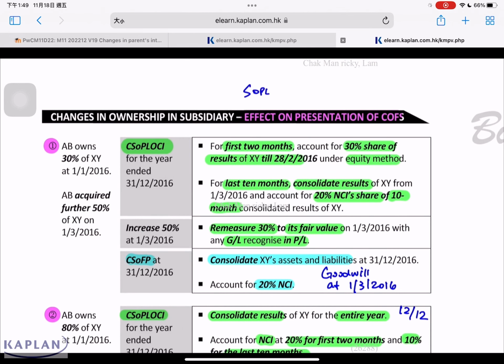The statement of profit and loss and other comprehensive income is for 1 year. For this 1 year, what must we do? Do we add up 1 whole year, or do we add up only a few months, or do we share a few months? The balance sheet is at year end. We have to consider for the 12 months and the year end, what must we do when they involve changes in ownership in subsidiary. Another factor we have to consider is to calculate the gain or loss.